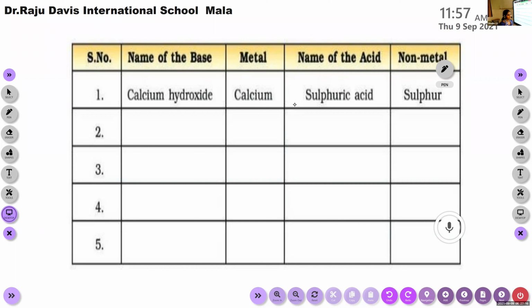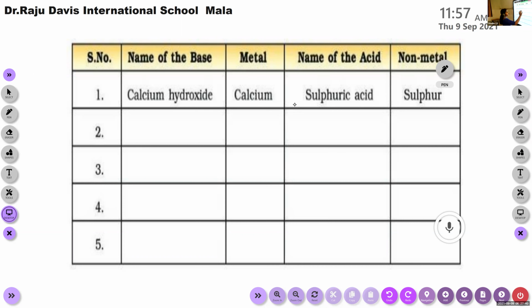Base. Yeah, base and acids are two types of substances. Base is bitter in taste, then acid is sour in taste. And base can convert red litmus paper into blue, then acid can convert blue litmus paper into red. Right? Okay. So I will write the name of certain bases.